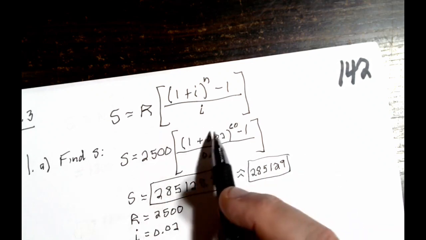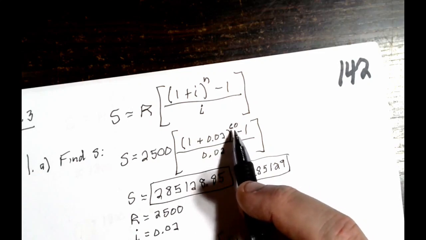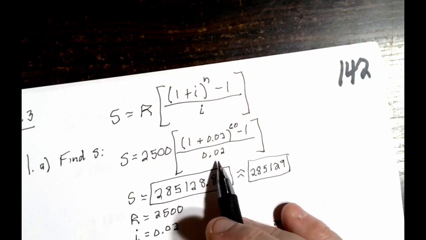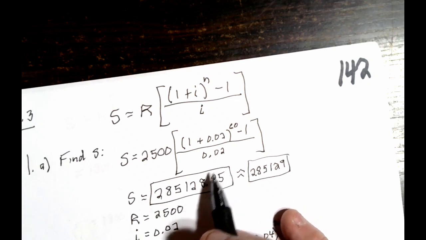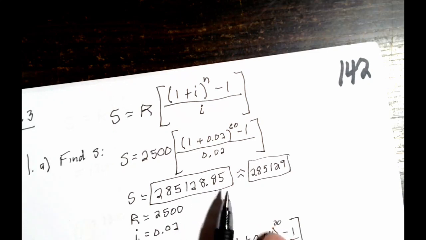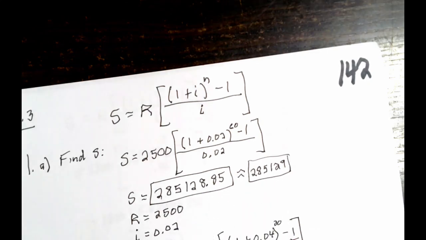You want to figure out what this guy to the 60th power is and hit enter. Then subtract 1 and hit enter. And then divide by 0.02 and hit enter. And then finally multiply by 2500 and you get this guy. And so there you go. There's your I, R, N, and there's your answer.